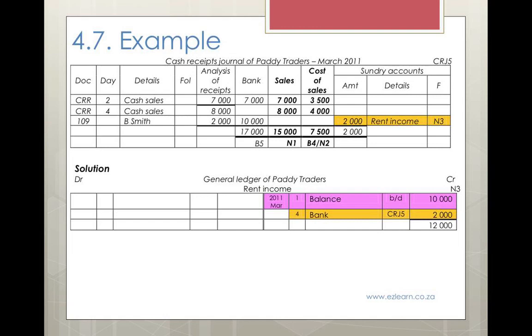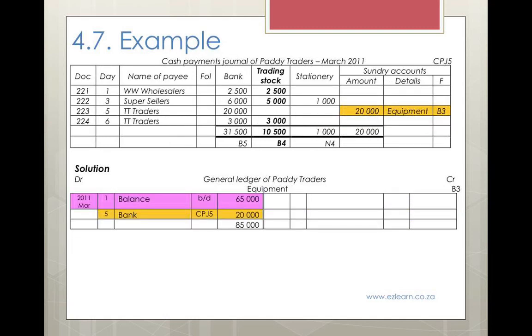Your folio is CRJ5, as this is where the information came from, and obviously the 2,000 is given. When you are doing this yourself, I would recommend that you enter the amount first to anchor your entry. Work out which side it goes on and put it in the right place. Then go and enter the date, the contra account, and the folio as you like.